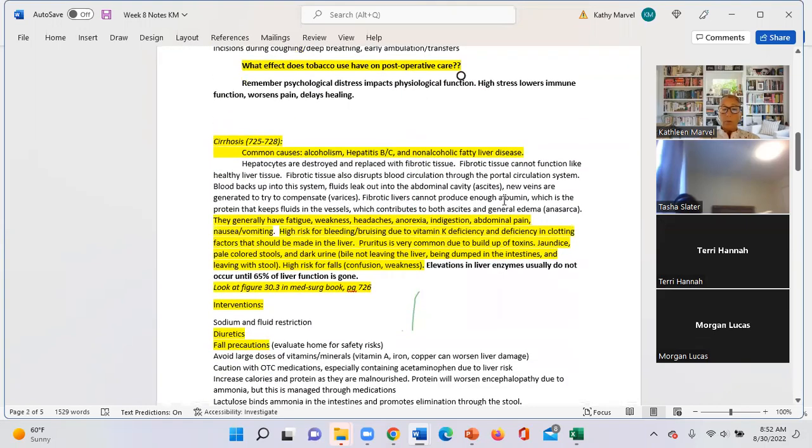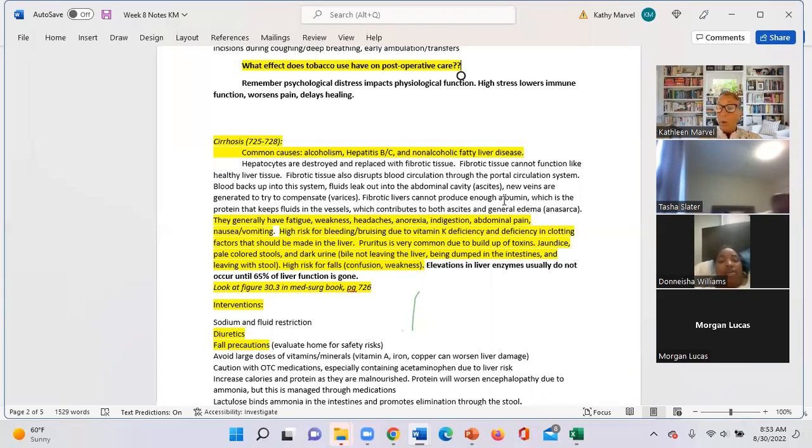And then here's our cirrhosis. All right, what are some common causes of cirrhosis? There's 3 of them. Have you guys studied cirrhosis in med-surg? I can only see a few people and they don't have their cameras on. So have you guys studied cirrhosis in med-surg? Can somebody please answer me? I want to say yes, I think so. Okay.